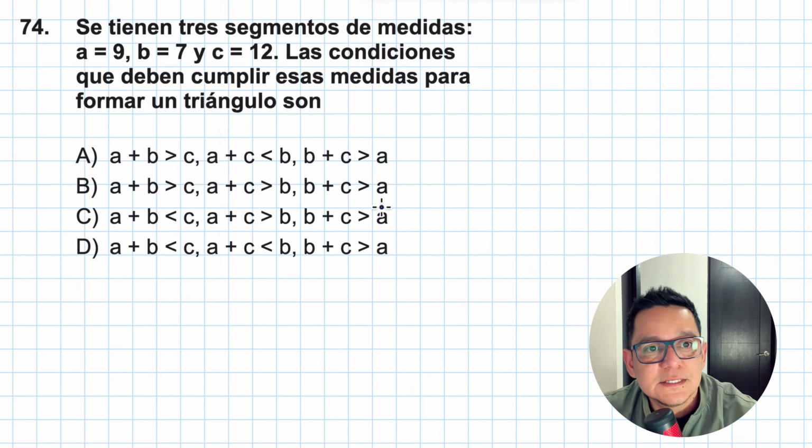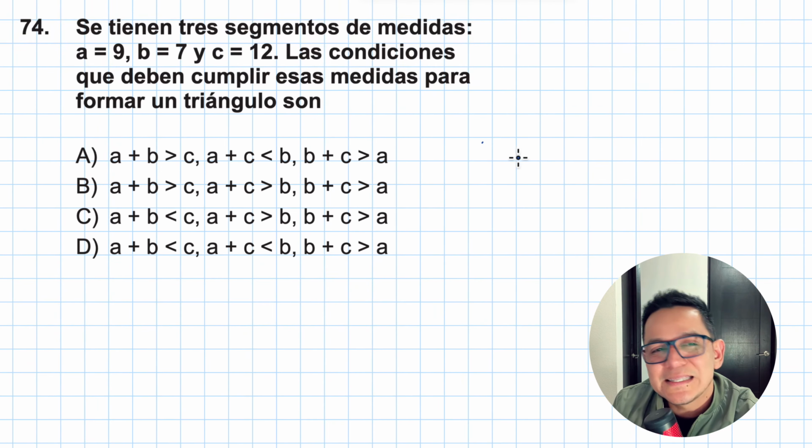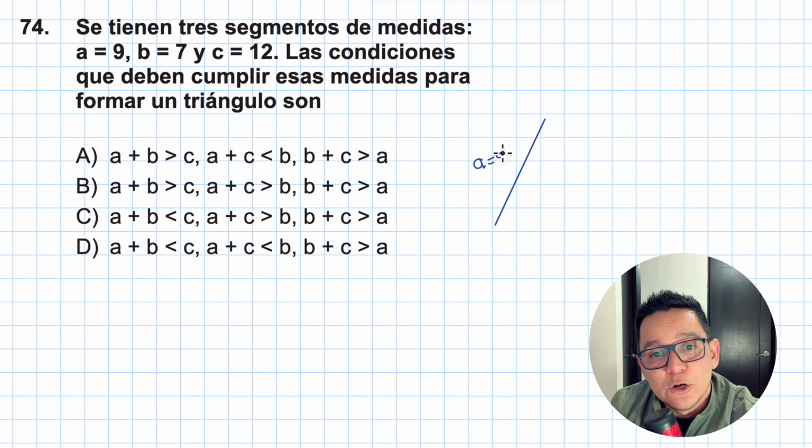There are 3 segments with lengths: A is 9, B is 7, and C is 12. The conditions that those lengths must meet to form a triangle are, let's see. I think this problem is very poorly stated, because honestly, it was unnecessary for them to give us the measurements. It's telling you that you have 3 segments, so let's suppose here we have the segment called A. But the problem here is that they're already telling me how long A is.